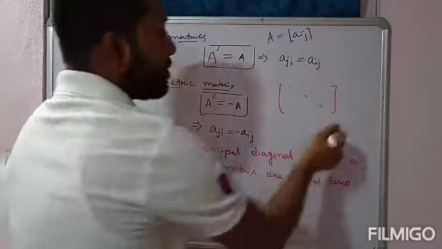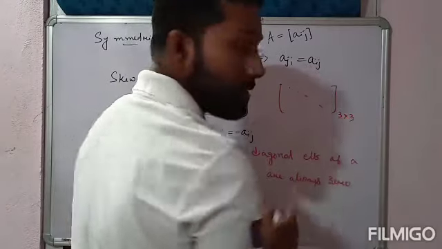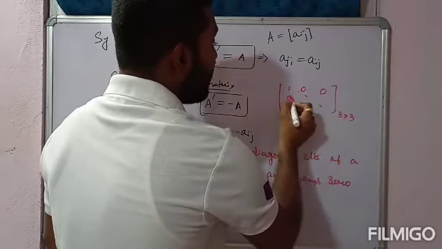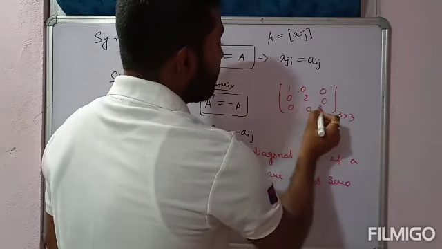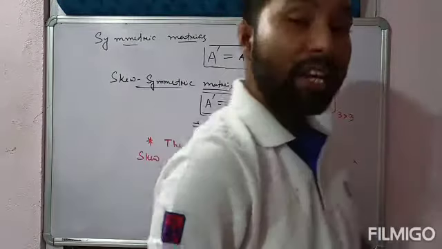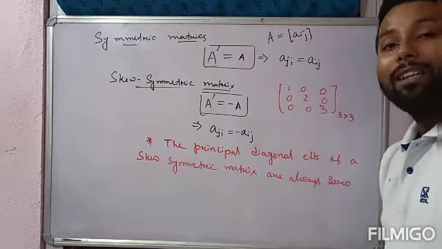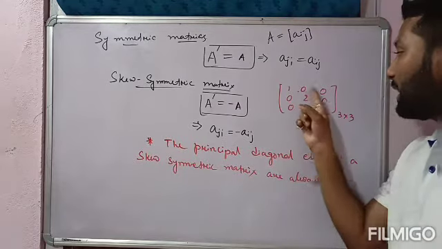Suppose there is a 3x3 matrix: 1 0 0, 0 2 0, 0 0 3. This is an example of a diagonal matrix. Here the diagonal elements are 1, 2 and 3, whereas the non-diagonal elements are 0.